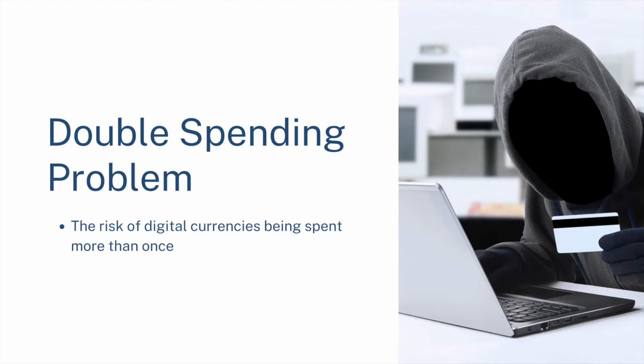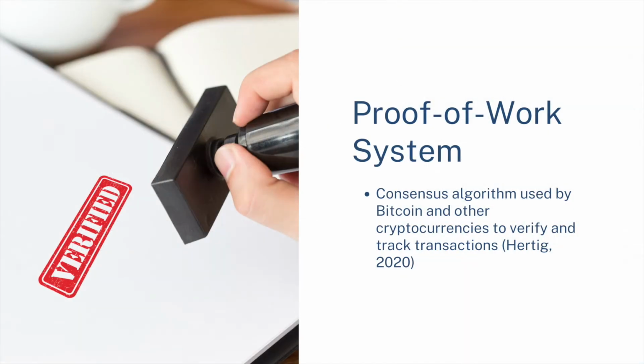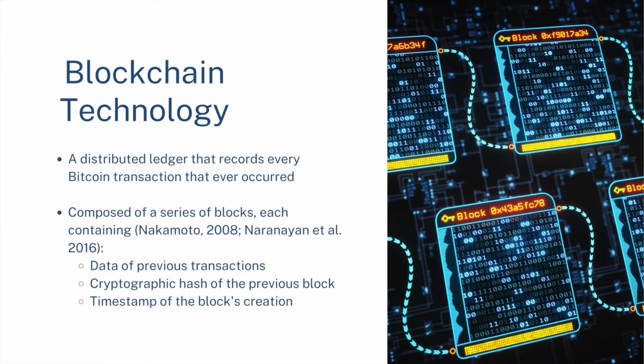Fortunately, the creator of Bitcoin under the name Satoshi Nakamoto devised a solution in October 2008 called the proof of work. So what is proof of work and how does it work? Proof of work is a consensus algorithm that is used by Bitcoin and other cryptocurrencies to verify transactions. In order to explain how this is applied, I first need to introduce the concept of a blockchain. So, Bitcoin is built on what we call the blockchain technology, which is a public ledger that contains the history of every Bitcoin transaction that ever occurred.